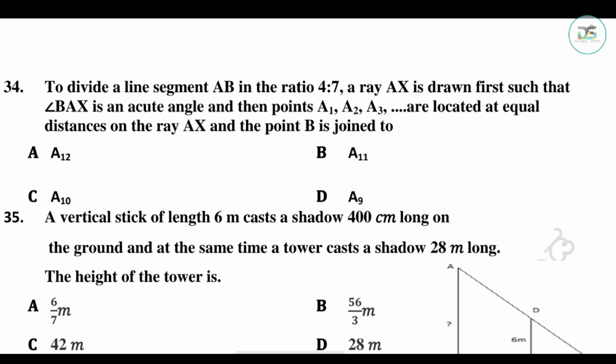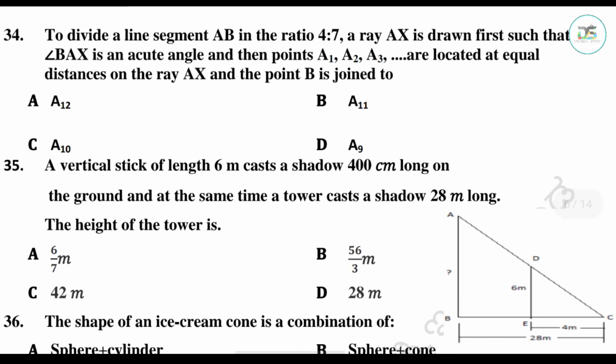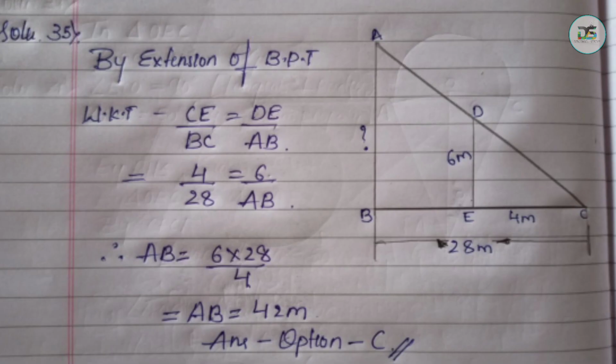Next question. A vertical stick of length 6 meters casts a shadow 400 cm long on the ground, and at the same time a tower casts a shadow 28 meters long. The height of the tower, that is AB, is. Options are option A 6 by 7 meter, option B 56 by 3 meter, option C 42 meter, option D 28 meter. So by looking at this diagram, let's start the solution.